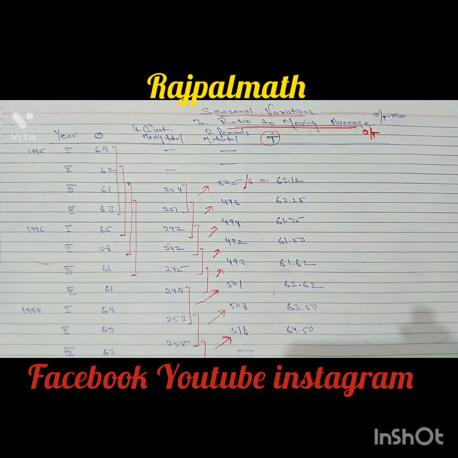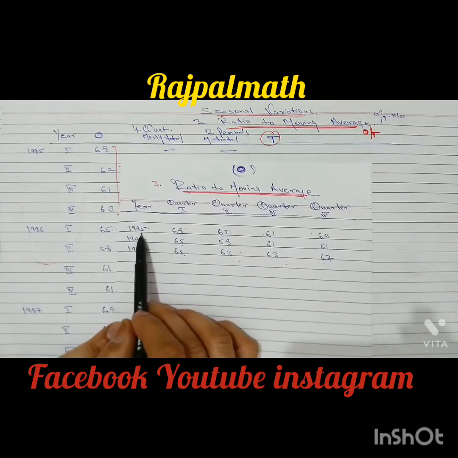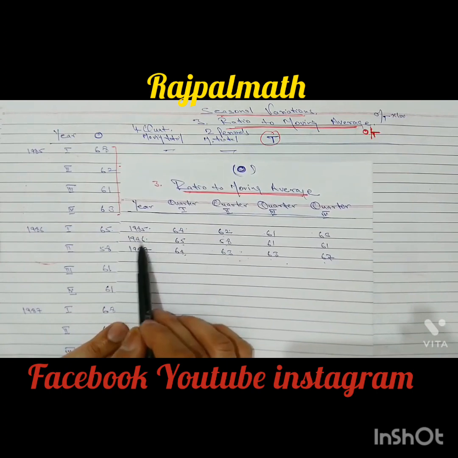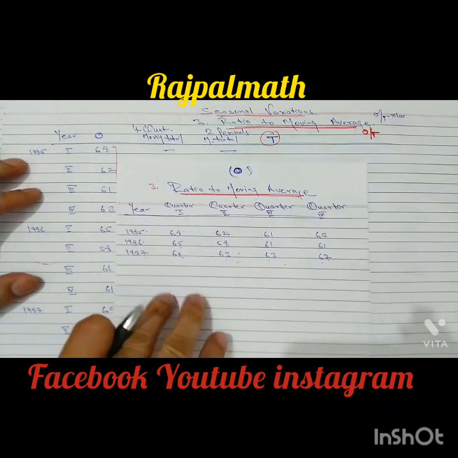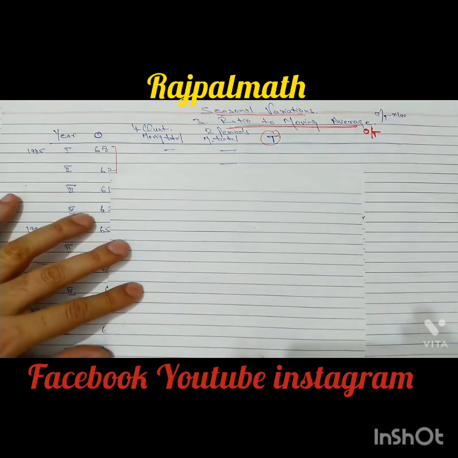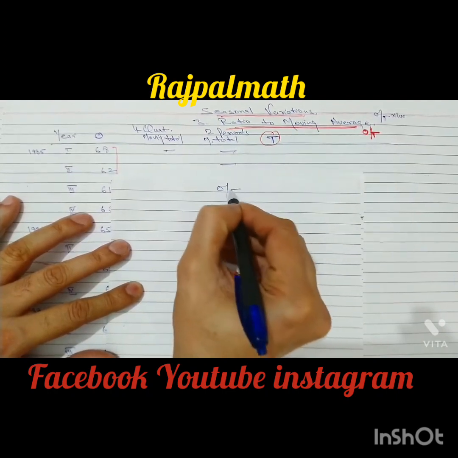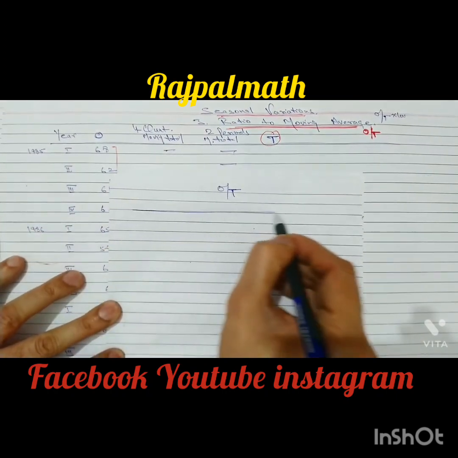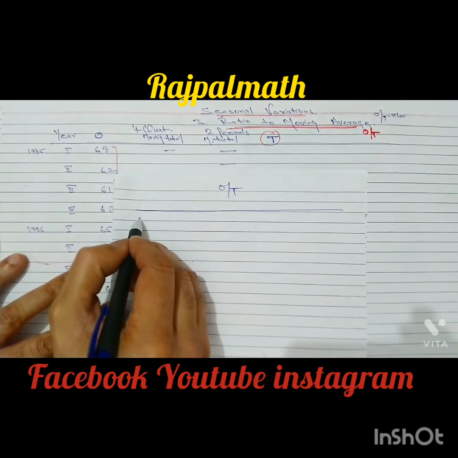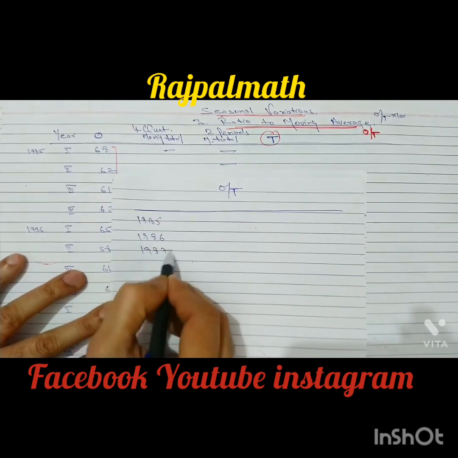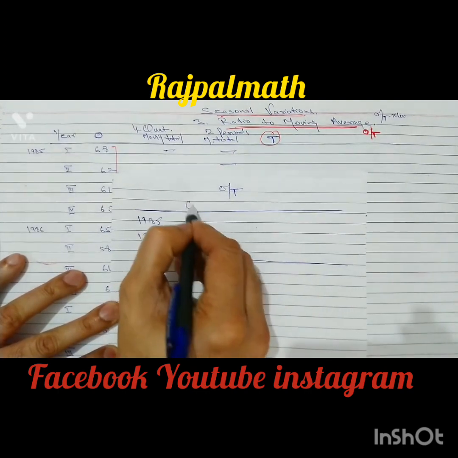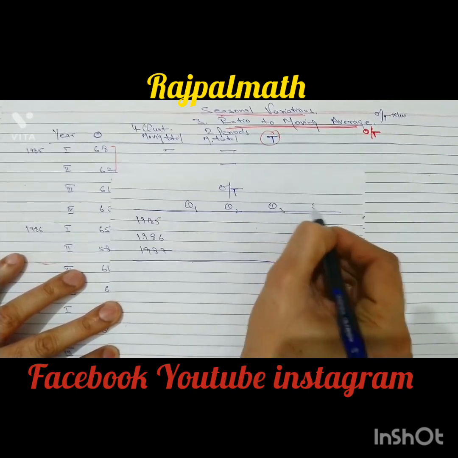Now again, draw the ratio to moving average table. The question was this: years are given, 1985, 86, 87, and quarter 1, quarter 2, quarter 3 and quarter 4 data is given. Draw the O by T table. Years are given 1985, 1986, 1987. Quarter 1 data, quarter 2 data, quarter 3 and quarter 4.